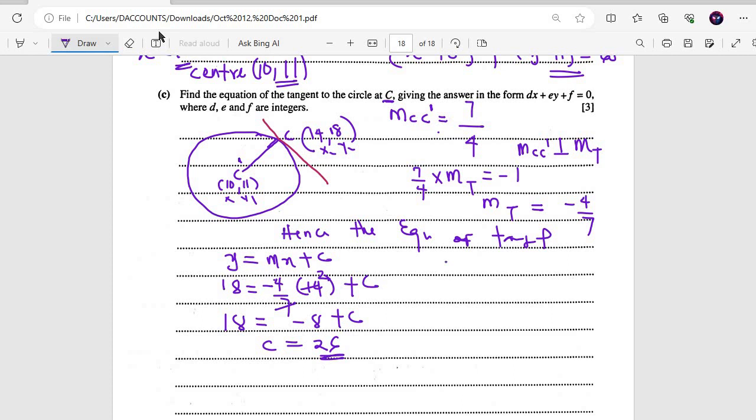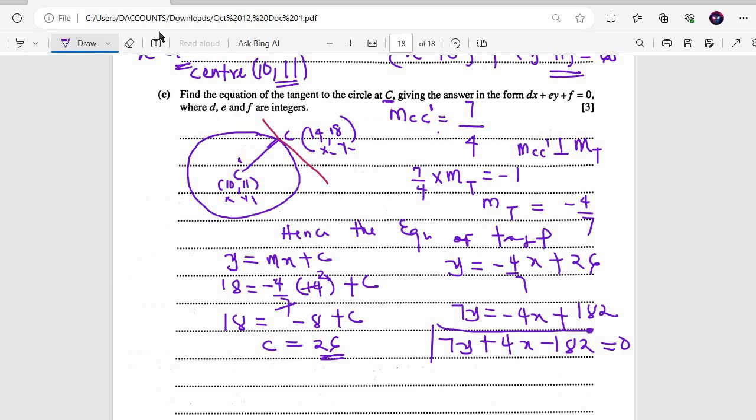So the equation will be y equals minus 4/7x plus c, which is 26. So at the end of the day, the equation of the tangent in this form has 7y equal to minus 4x plus 26 times 7. That's 182. So we have the form required: 7y plus 4x minus 182 equals 0. That's the equation of the tangent.